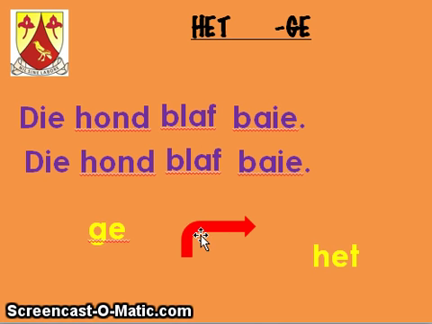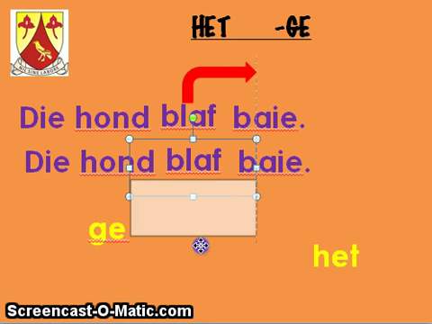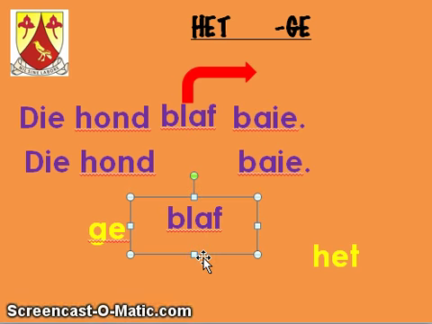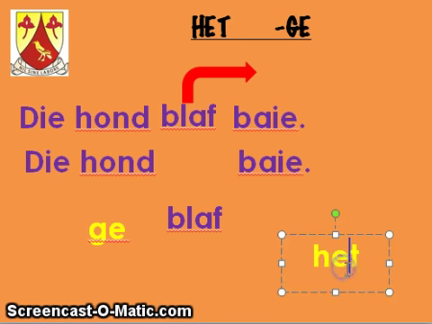Now, we've already said it's het and ge. And it's super easy. All you really need to do is put het in the place of the verb. Now, we've done toekomende tyd, and we used sal, and we moved the verb to the end. This is very similar. So in our sentence, die hond blaf baie, we can leave die hond exactly where it is. We want to move blaf to the end of the sentence and put het in its place.